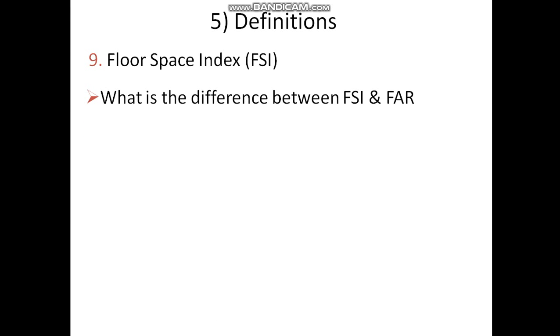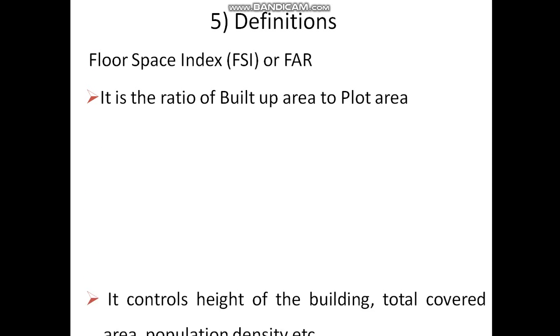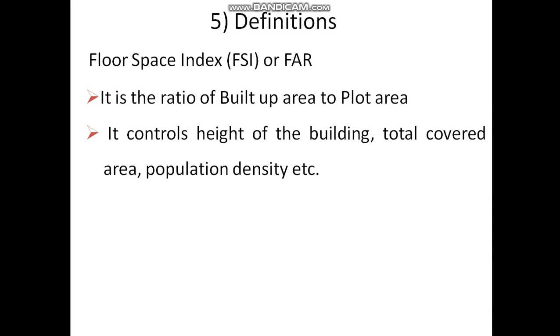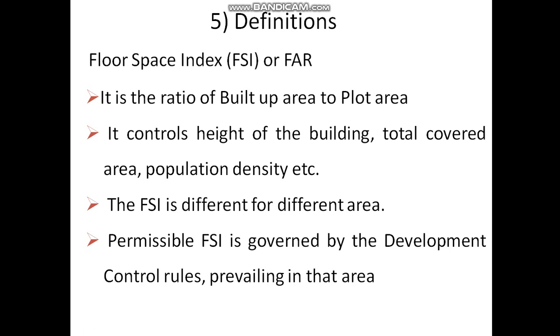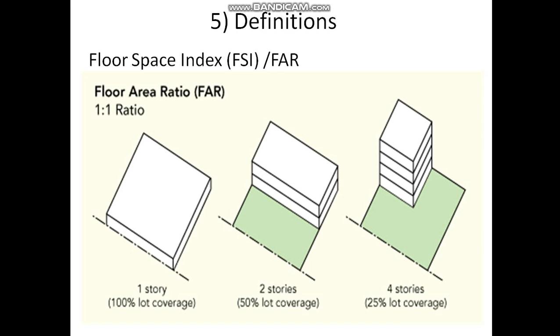Then floor space index, it is also called as floor area ratio, that is FAR. What is floor space index or FAR? It is the ratio of built up area upon plot area. Now in different areas there are different values of FSI or FAR. Why is this FSI or FAR restricted? To control the height of building or to control the population in that area, FSI or FAR is restricted. The permissible FSI is governed by the development control rule prevailing in that area.